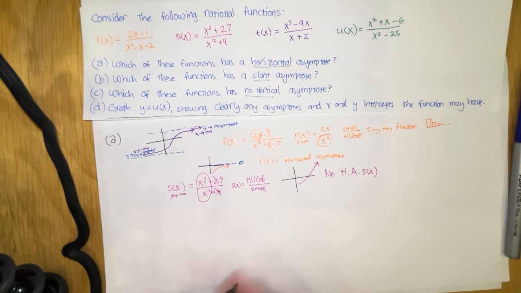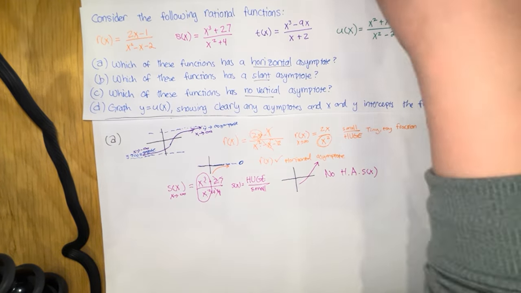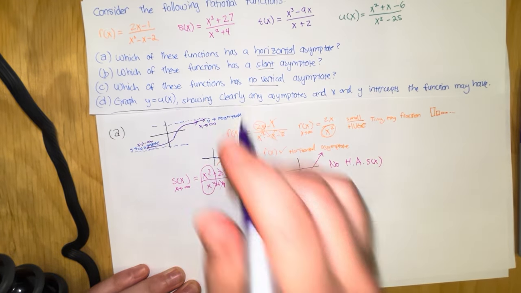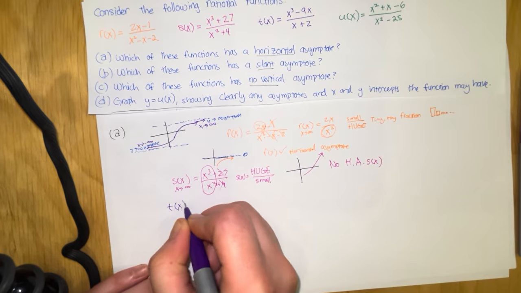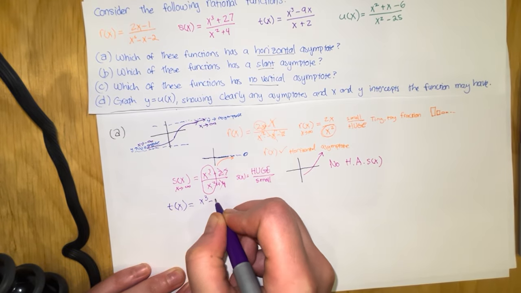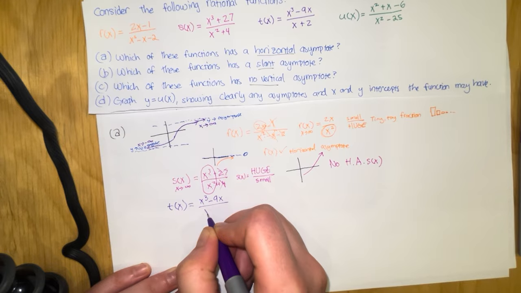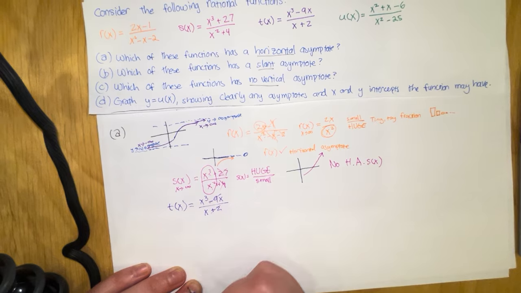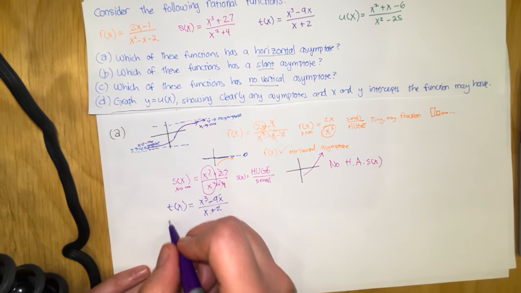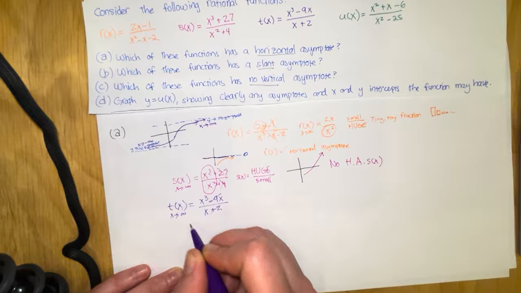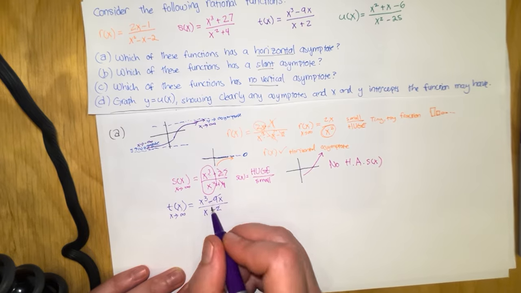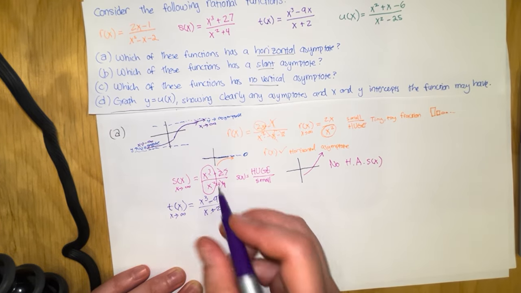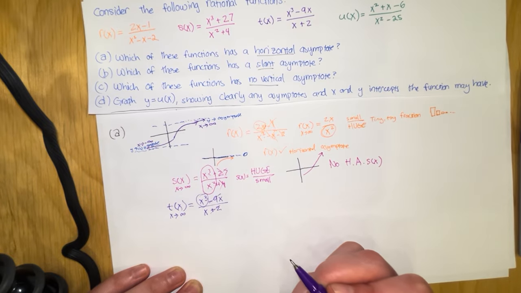Okay, we're making good progress here. Let's check t of x as x goes to infinity. So t of x equals x cubed minus 9x over x plus 2. First step, we get rid of everything but the leading term. As x goes to infinity, we have to think which one is going to grow faster than the other as x gets bigger and bigger. And we see that this x cubed is going to grow faster.